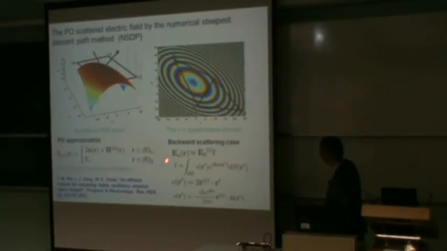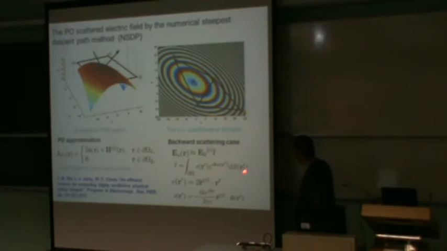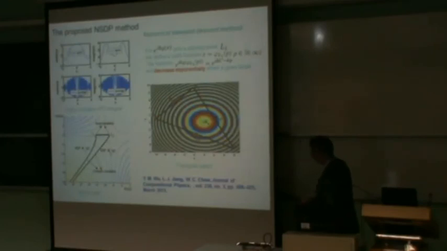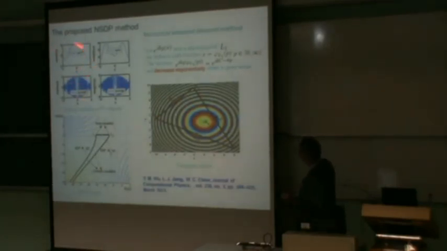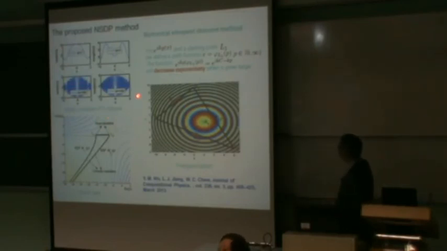When you make the physical optics approximation, you assume the current on the surface of the scatterer to be such. And if you look at those physical optics integrals, when k is very large, this integral is highly oscillatory and very difficult to integrate. As indicated here, when k is small, the integrand is not oscillatory. But when k is very large, the integrand is highly oscillatory.